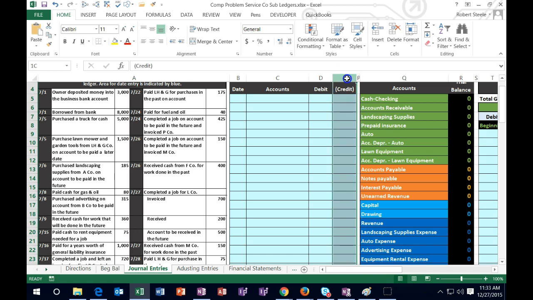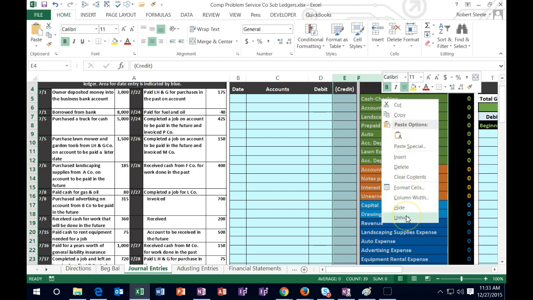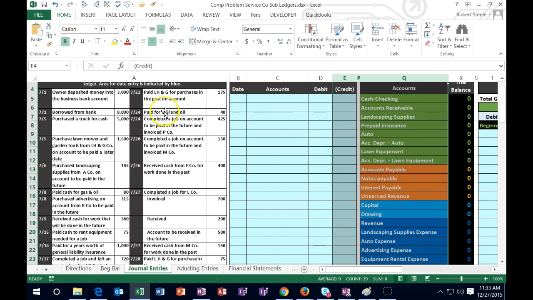We will later just highlight from E to Q, let go, and unhide. And we'll see those cells when we need those cells. So now we can see the information. We're just going to take it one date at a time. We're going to record these one transaction at a time and work through this problem as we go.